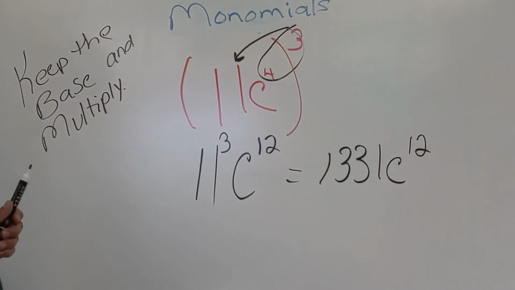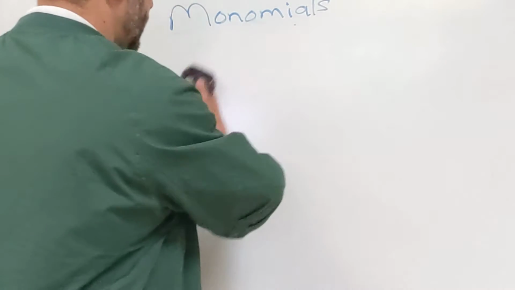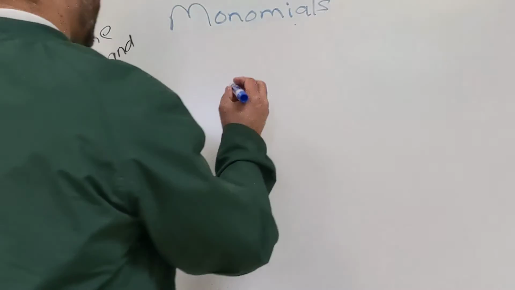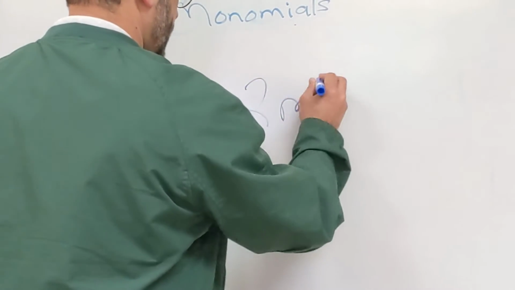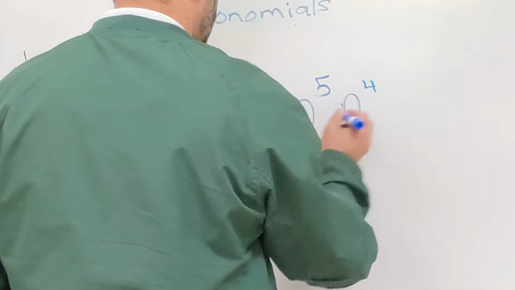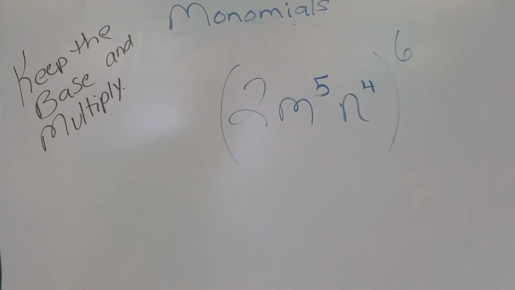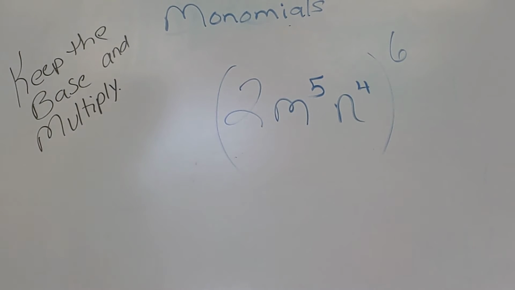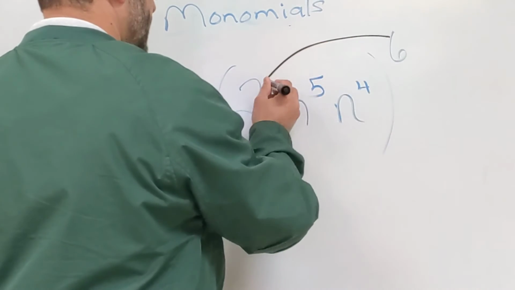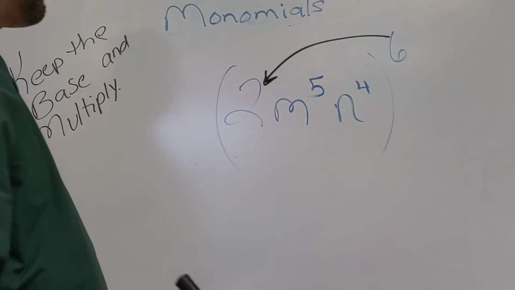Okay, so let's do another. Let's suppose that I have 2m to the 5th n to the 4th, and all of that is going to be raised to the 6th power. All right, so we're going to do what I just taught you, is I'm going to keep each base, and I'm simply going to distribute this exponent to everything that's on the inside, keep the base, and multiply.